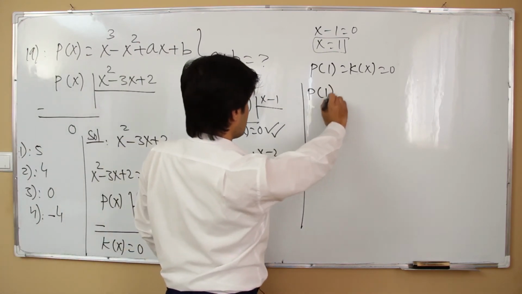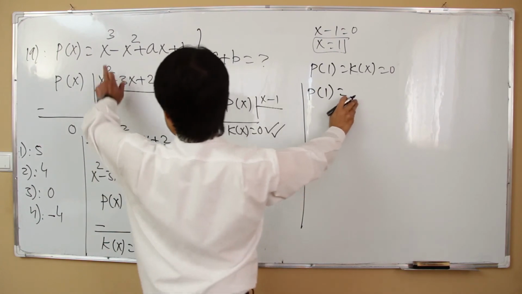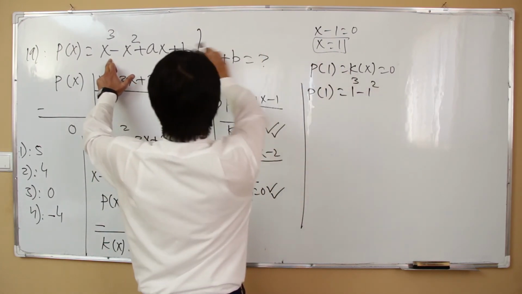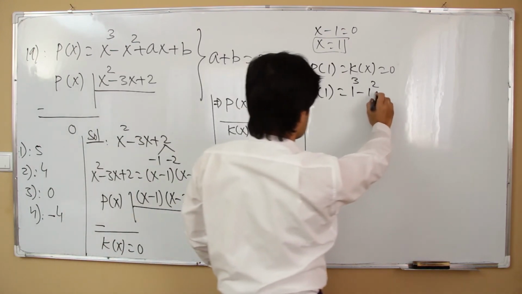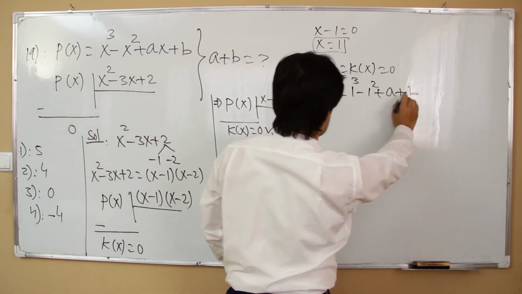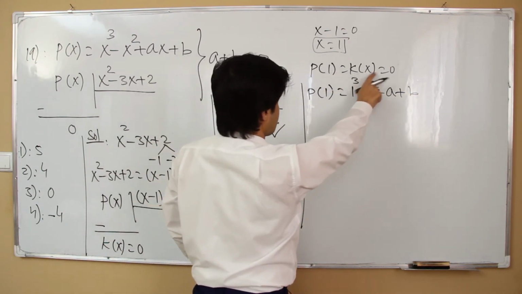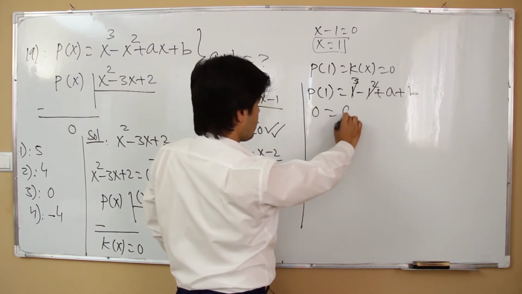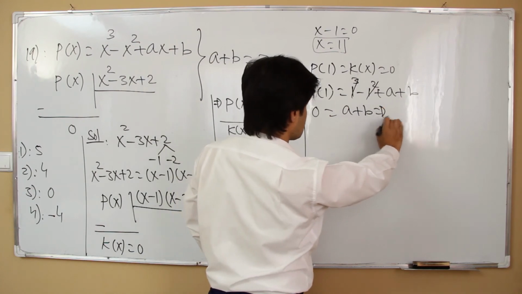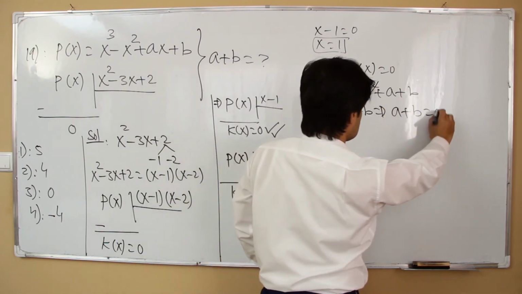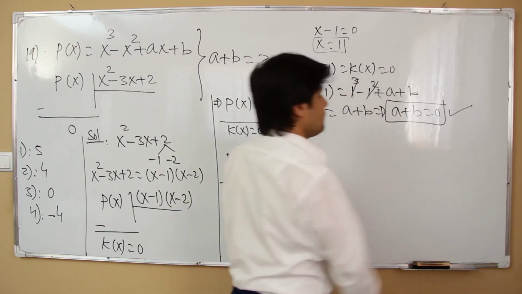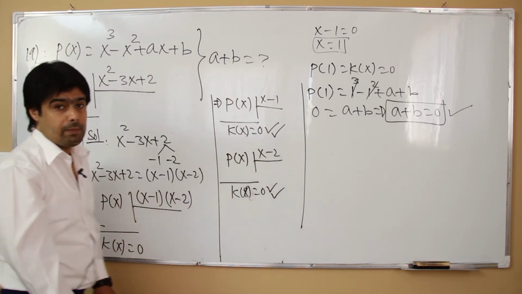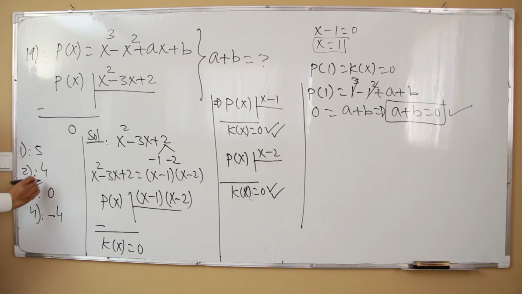P1 is equal to 1 raised to the power 3 minus 1 squared plus 1 times a, which is a plus b. Now what is P1? It's kx, and kx is 0. The 1 with this one is cancelled. A plus b, so this is the answer. A plus b is 0. The question was also a plus b. Then a plus b is 0.